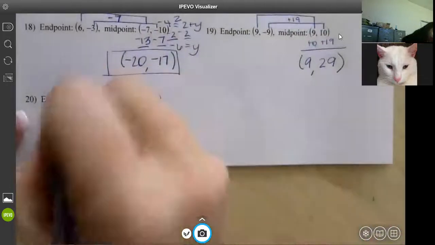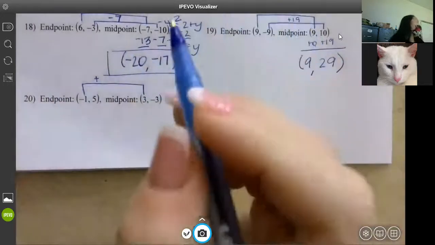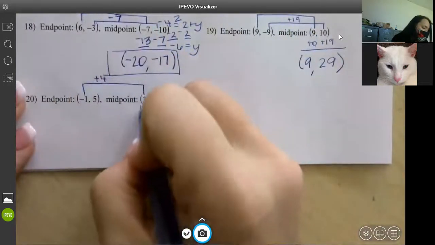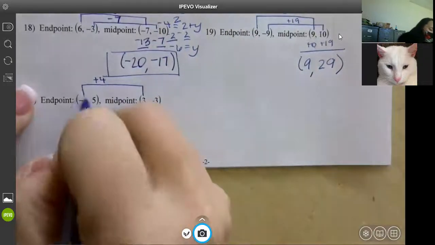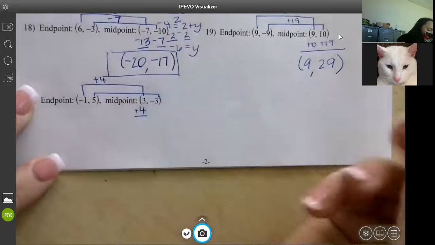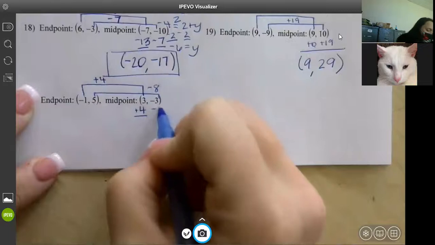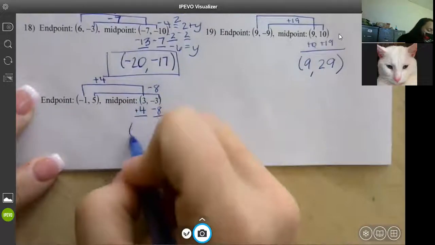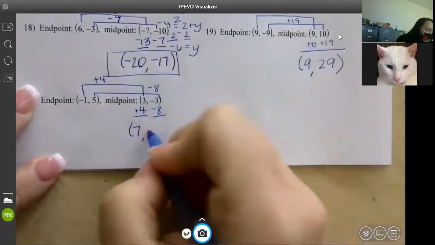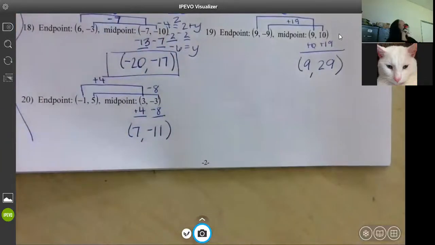Last one. How far is it from -1 to +3? We went up, not 2, but 4. So a +4. How far is it from 5 to -3? We go up or down? Down 8. So a -8. 3 plus 4 is 7. -3 minus 8 is -11. That is it. So these are the harder ones. Just because you got to think about positive, negative. The rest of them, you don't have to worry about positive, negative.